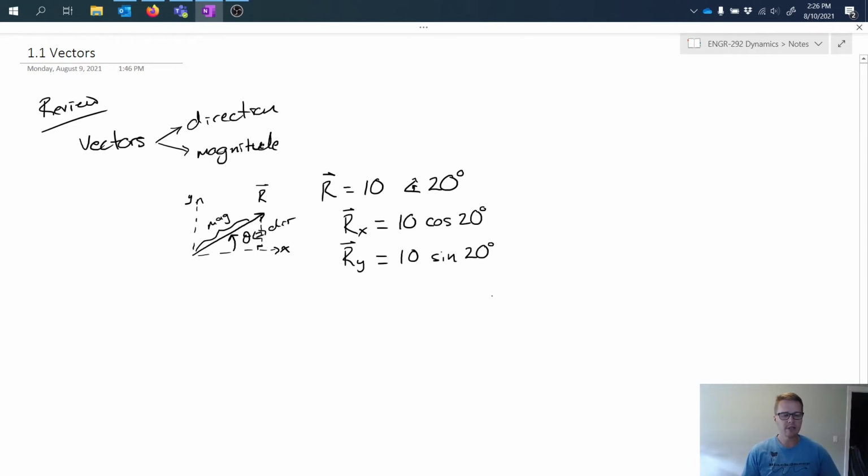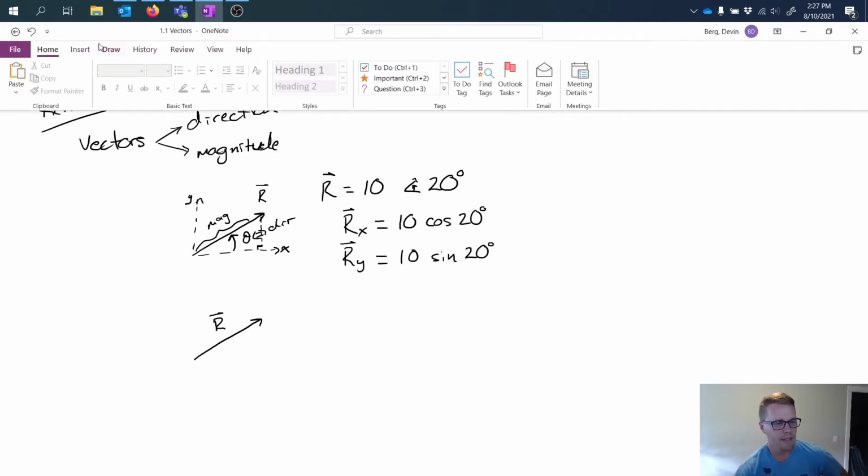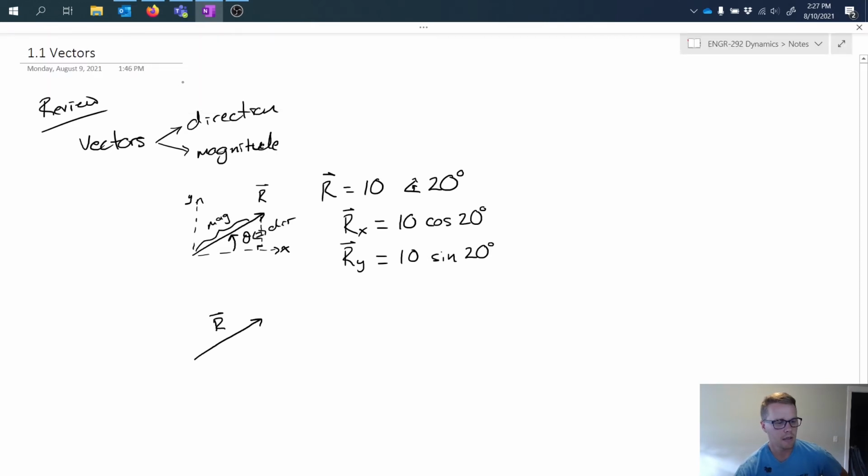Now I could similarly define a second vector, and a second vector I might define, let's just call it s. So suppose I take s, and I'm going to redraw my r vector here. Suppose I take s and I add s on to the end of r, like this.